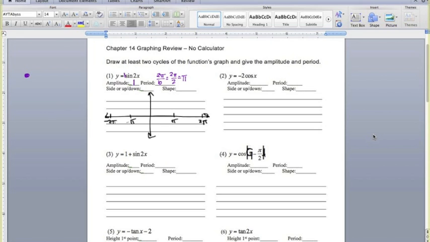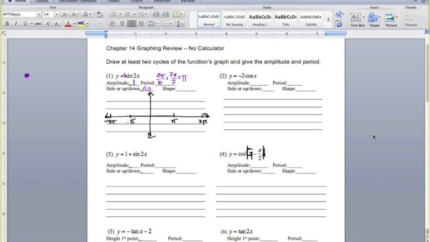Where it says side or up down, I mean, is there any shifting involved in this graph? No, there's nothing added or subtracted, and that's what creates shifting. Write no, or put a cross through it, or do something that lets me know you considered it and decided there was not, as opposed to just leaving it blank, and then I don't know whether you thought about it or didn't think about it.